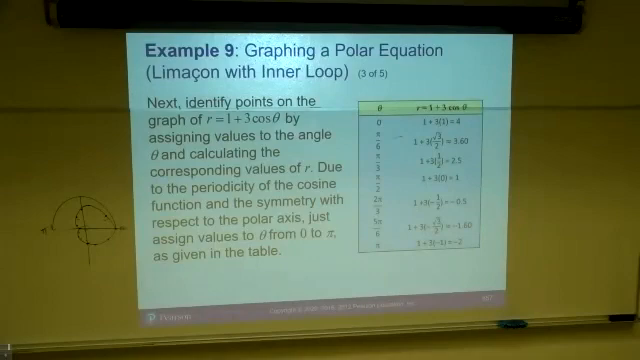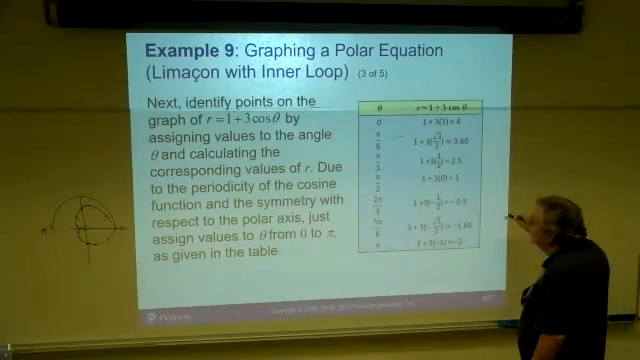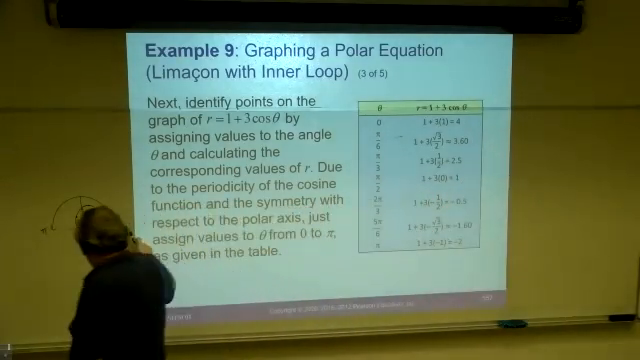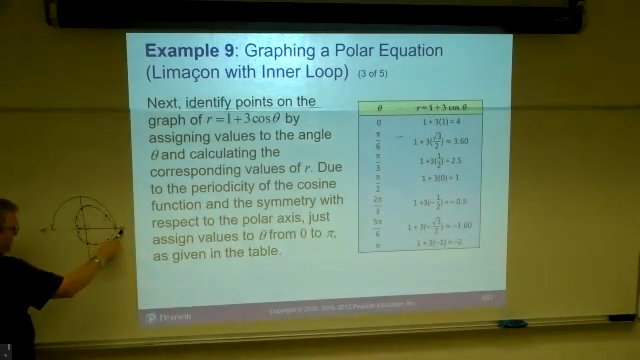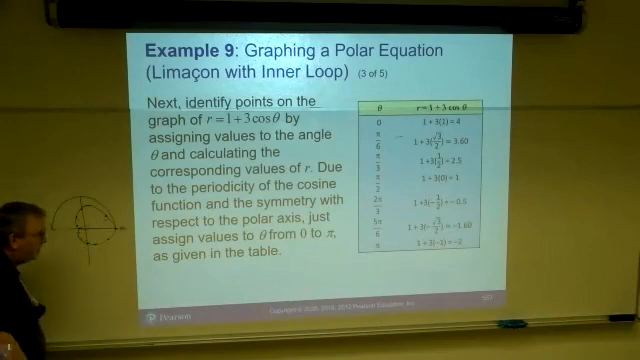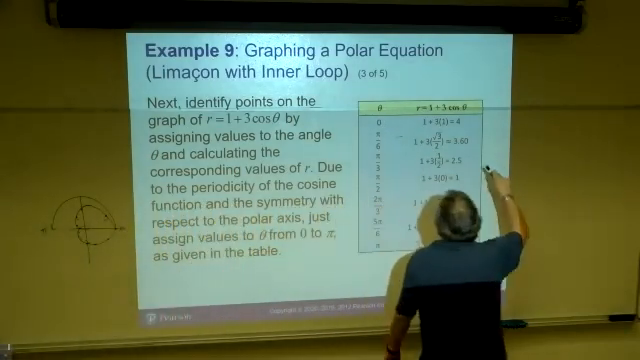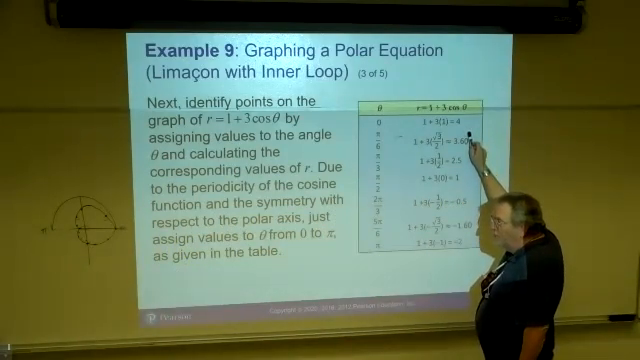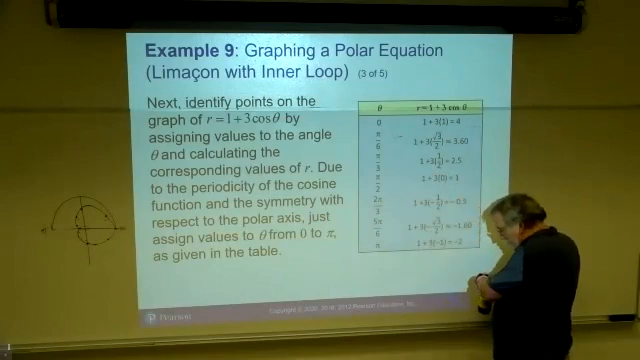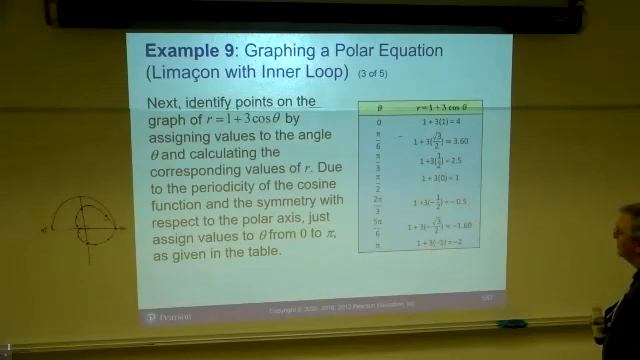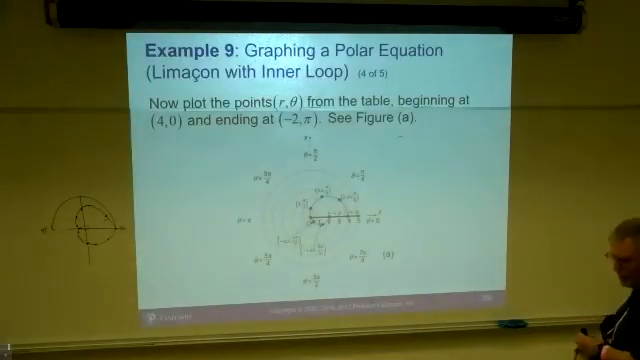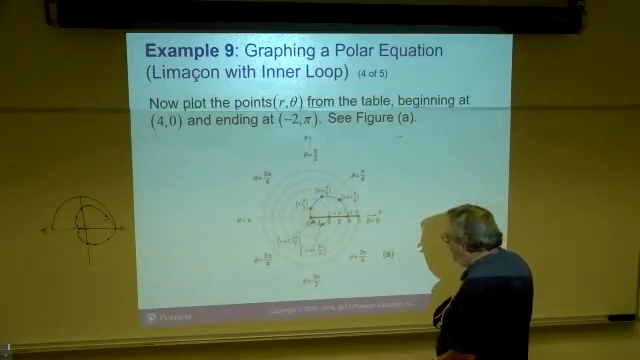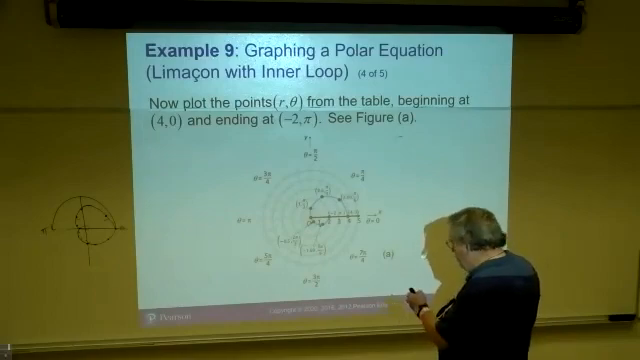And they do the same thing. Since it's cosine and since it's symmetric about the polar axis, then we're just looking from 0 to pi. And so then we can just look for the image across the polar axis. And so that's what they did. They graphed all those points. Did they go all the way to? Wait a second.